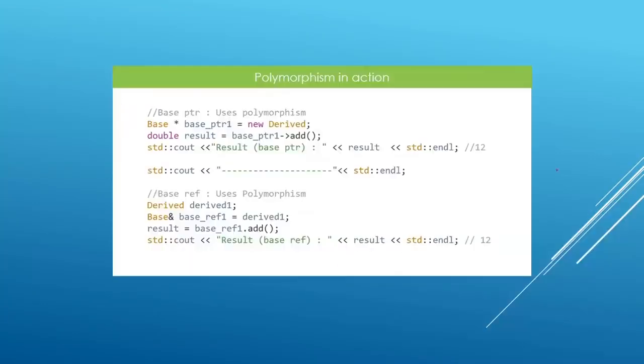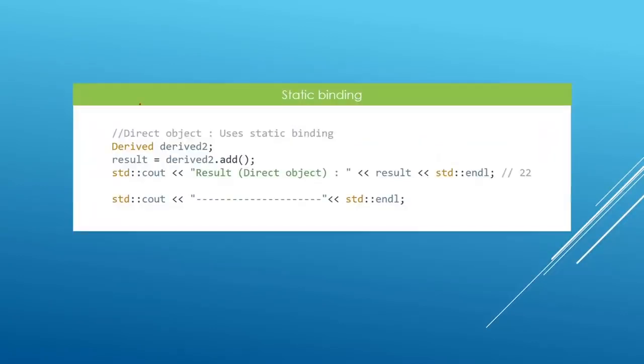That's why we get a 12 right here. And if we go through base references, we will get the same result, because this is going to enable or trigger polymorphic behavior in our C++ programs. If we go through direct objects, we will be doing static binding, and we will use the default arguments or default parameters from our derived object.